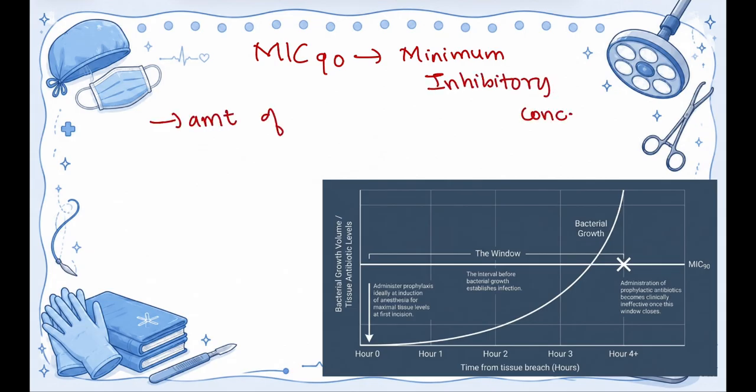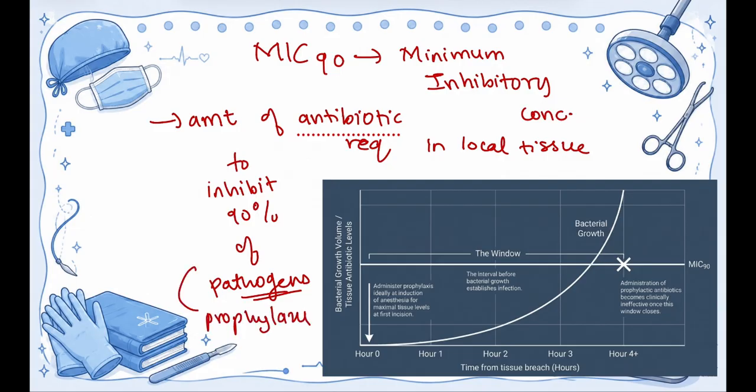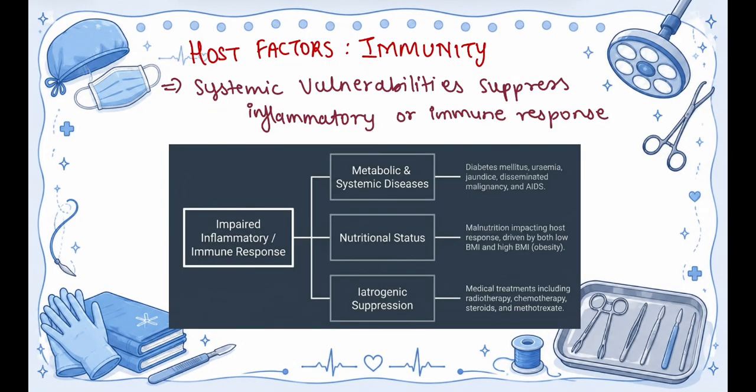It is the specific amount of antibiotic required directly in the local tissue to inhibit 90% of expected pathogens. The drug must reach these exact levels during that decisive 4-hour window. Therefore, prophylaxis is ideally administered at the very induction of anesthesia. This ensures maximal tissue levels are waiting the moment the first surgical incision is made.